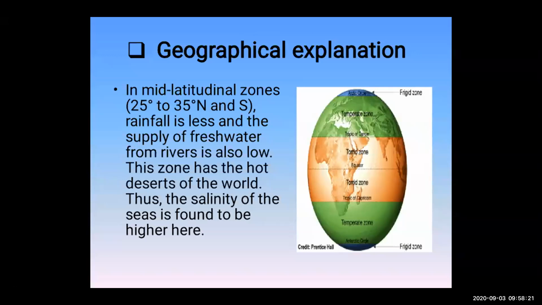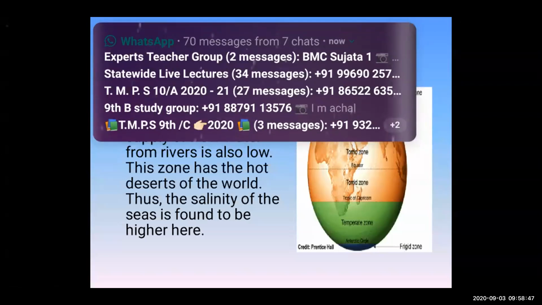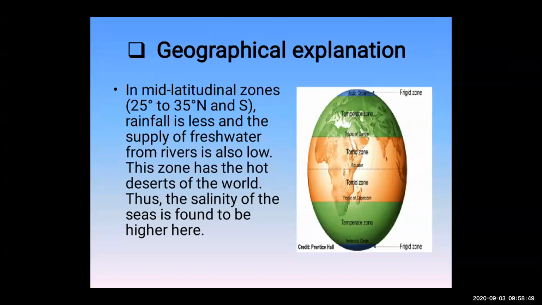For example, the Dead Sea. We studied the Dead Sea in the first session, and I gave you the example. We cannot survive in the Dead Sea, as the name itself says. This sea is in the mid-latitudinal region. Here the salinity is more and the temperature is also more, but there is no rainfall and no fresh water in the temperate zone, and the example is the Dead Sea. Yes, next.